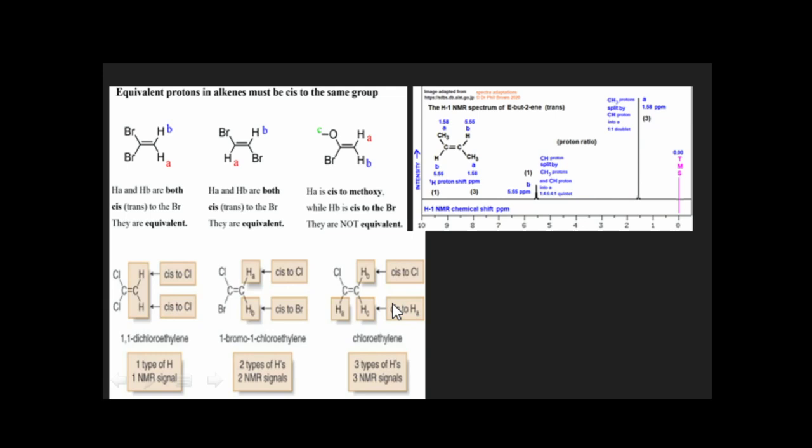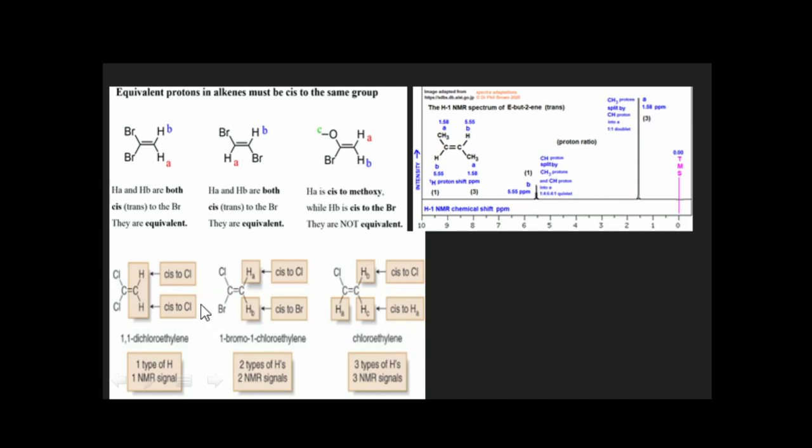For unsaturated compounds, cis and trans isomers play a vital role. These 2 protons are cis to the bromine atom, so we are getting a single peak. These 2 protons are trans to the same bromine atom, so we are getting a single peak. But here, this proton is cis to OCH3 and this proton is cis to bromine, so we are getting 2 peaks. For this unsaturated compound, CH3 and H are in trans position. The two CH3 are the same type. We are getting 2 types of protons and 2 types of signals.